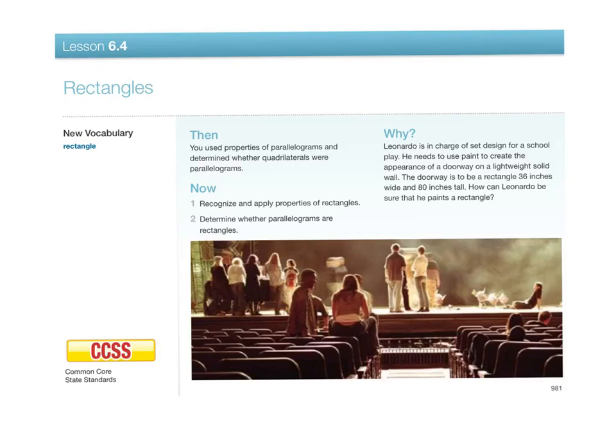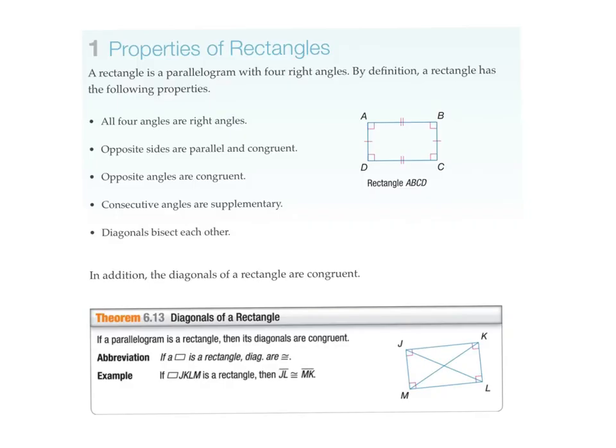Okay, rectangle 6.4. What we're looking at is the properties and using the properties and how you can solve to find distances or angles, etc., within rectangles. Okay, remember all the properties of rectangles. Look, first of all, always look for the diagram. What are you given in the diagram?